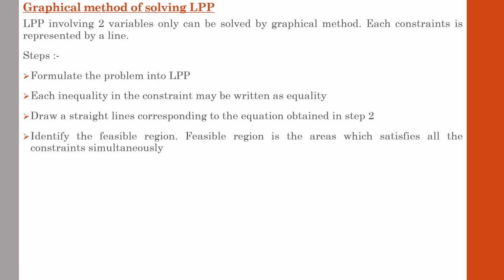Step four: identify the feasible region. Feasible region is the area which satisfies all the constraints simultaneously. Feasible region means if there are 2 equations in a question, you will get 2 lines. So feasible region means the area within these 2 lines. These 2 lines will intersect in one point. Any area under or above that intersection point is known as the feasible region.